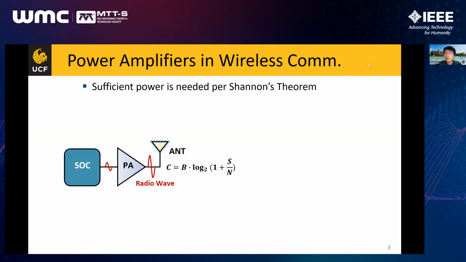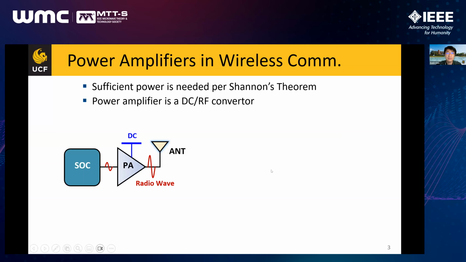So as we know, the power amplifier, which we have been talking about a lot in today's session, is an essential component in wireless communication because for any wireless link, according to the channel capacity theorem, we need a sufficient amount of power in order to achieve the designated channel capacity. And the power amplifier is the key unit to provide that high enough power for the antenna radiation. It is also a converter that converts DC energy to RF energy, so its efficiency is critical.